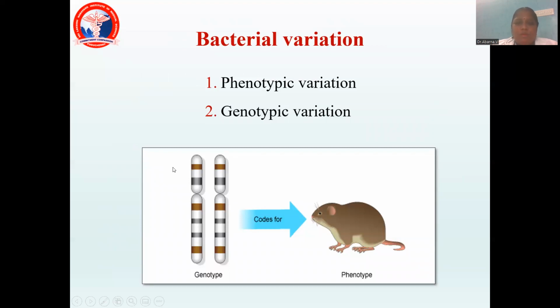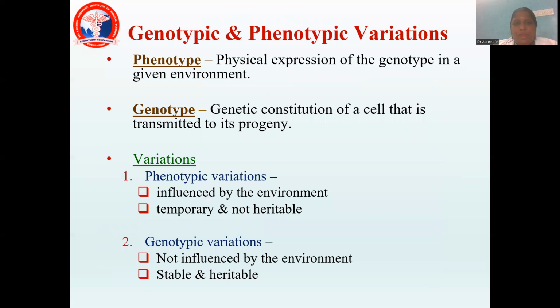And coming to an important topic, bacterial variation. Variation, as we all know, is some difference in the properties, right? So that may be phenotypic variation or genotypic variation. Phenotypic is nothing but some variation in the physical appearance. Genotypic variation is some difference at the gene level. And there are a few differences between these two variations. Phenotype is the physical expression of the genotype in the given environment, and genotype is the genetic constitution of a cell that is transmitted to its progeny.